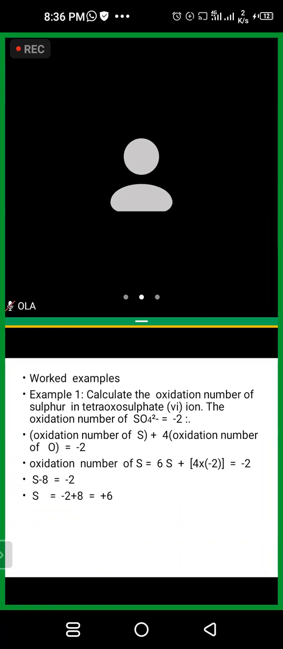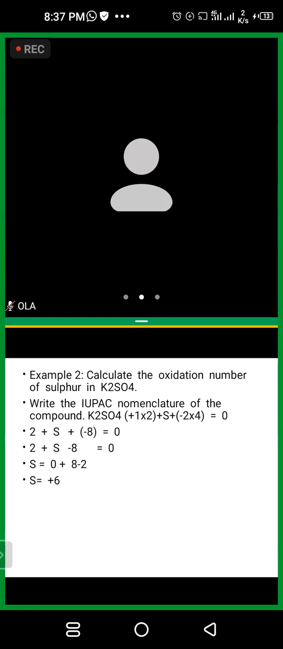Let me take it again. We're looking for the oxidation number of S alone. To calculate this, we multiply the oxidation number of the element we are looking for by the number of atoms of that element present in the compound. S has only one atom here, so I'm multiplying S times 1. The oxidation number of oxygen is -2, so -2 times 4 equals -8, as we have on the next line. We collect like terms and have +6. That's one example.